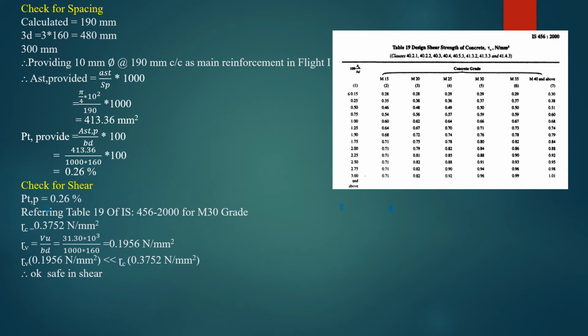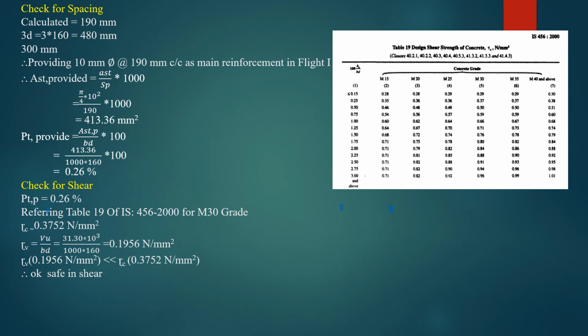After getting the spacing, let us calculate what actually the AST provided is. The AST provided formula is AST upon SP, the spacing, into 1000. We just reverse the formula. AST is the number of bars, pi by 4 into 10 square. As in the previous step we checked, the spacing is 190 mm and 1000 is the width. So we get the AST provided as 413.36.